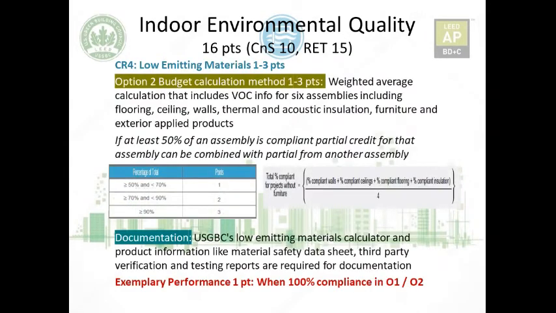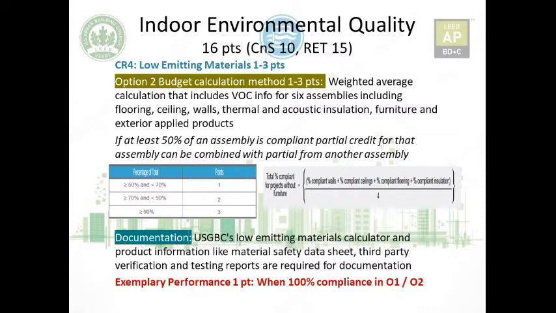Either we could go for option 1 or we can go for option number 2, budget calculation method, 1 to 3 points for all adaptations. Now if you have seen in the previous videos, the trend is that whenever the calculation comes in, things become a bit more detailed, or a little more effort is required for the credit compliance.